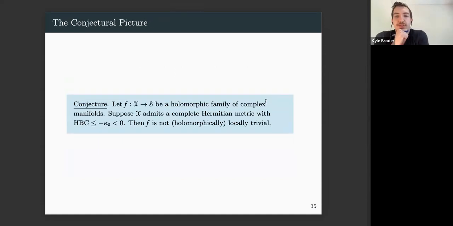So this leads to the following conjectural picture, which I propose, which is that if we have a holomorphic family F of complex manifolds, not necessarily compact complex manifolds, and the total space admits a complete Hermitian metric with negative bisectional curvature, then F is not holomorphically locally trivial. So there has to be some non-triviality in the deformation in this sense.